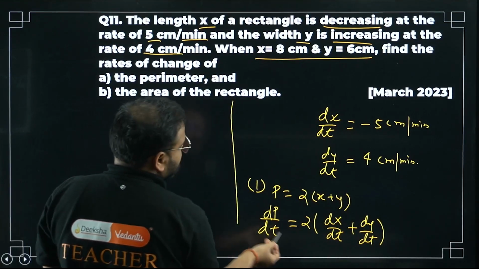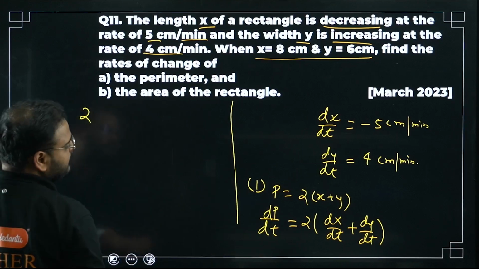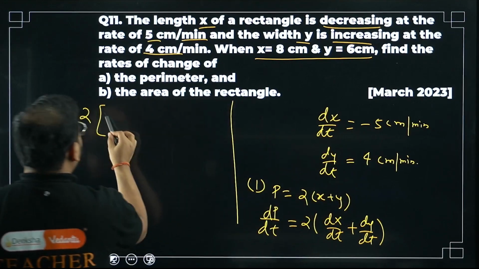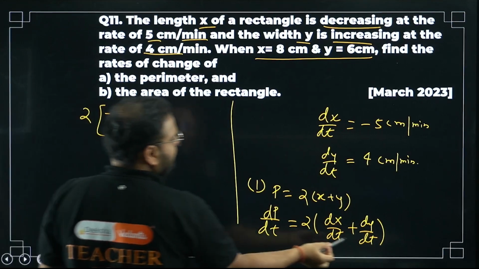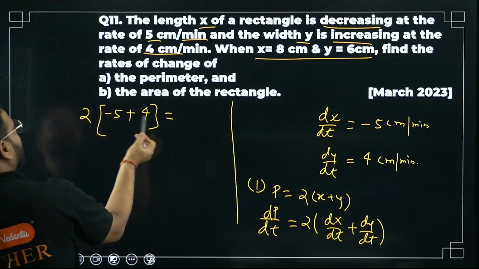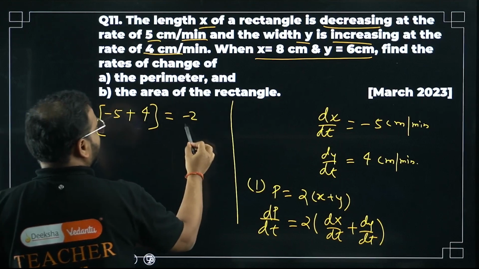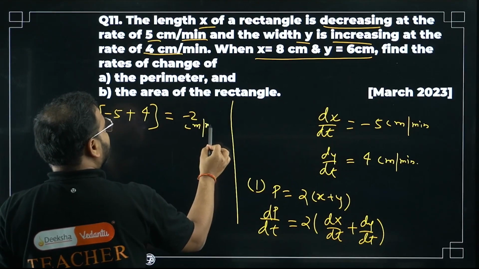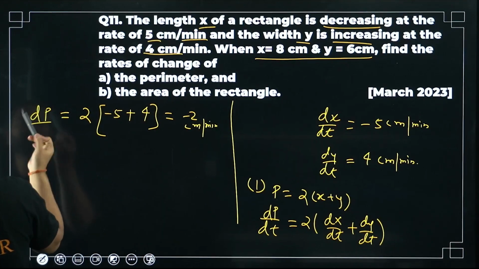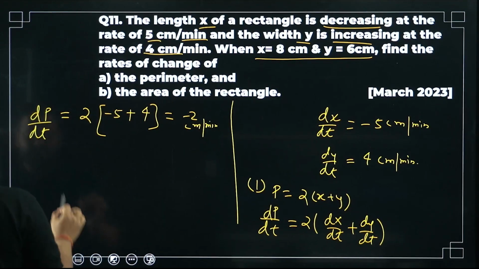Let's check this out. 2 times of, check this. How much is this value? Minus 5. And how much is this value? Plus 4. How much is coming as? Minus 1 here, so minus 2 centimeters per minute. This is the rate of change of perimeter. First answer is like this.